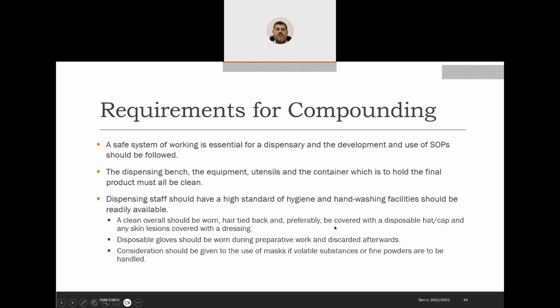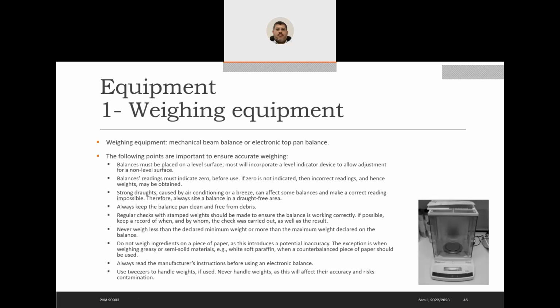Hair should be tied back and preferably be covered with a disposable hat or cap. Any skin lesions should be covered with a dressing. Disposable gloves should be worn during the preparative work and discarded afterwards. Consideration should be given to the use of masks if volatile substances or fine powders are to be handled, to protect the person who is dispensing or making the preparation from inhalation of this powder.